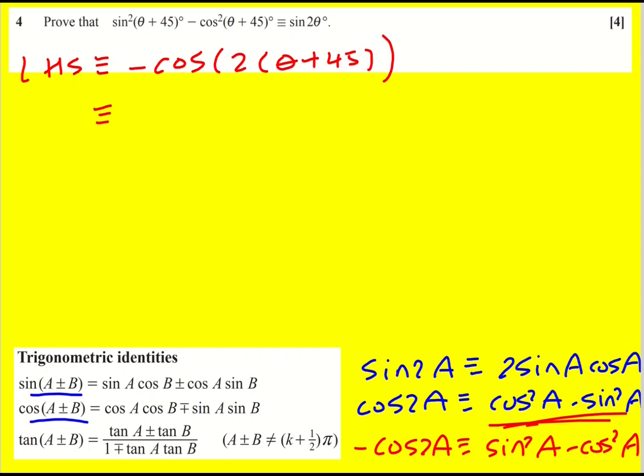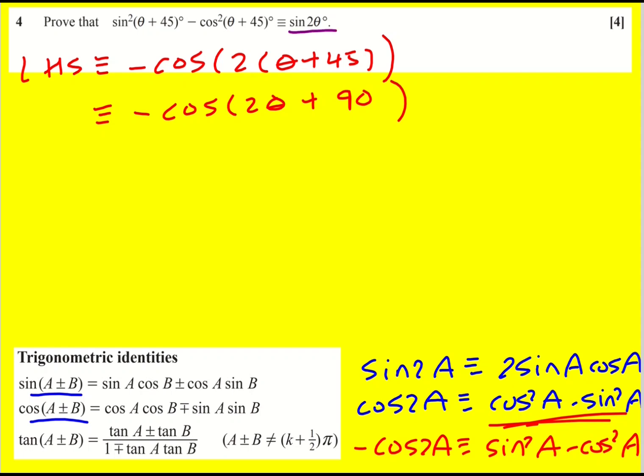So we managed to use that to go, no expansions needed, well, yet, just got it in terms of something that's a little bit like the double angle formula for cos, but it's going to be minus cos 2 theta plus 90.